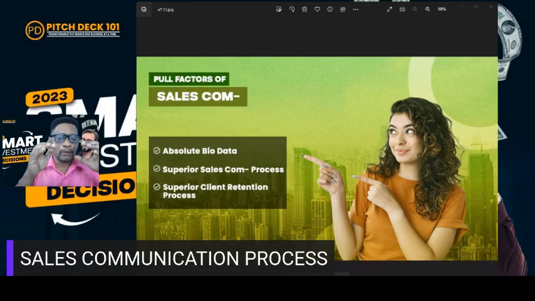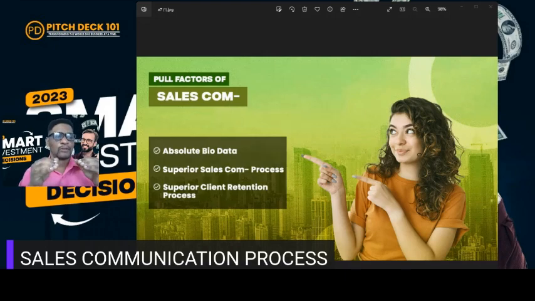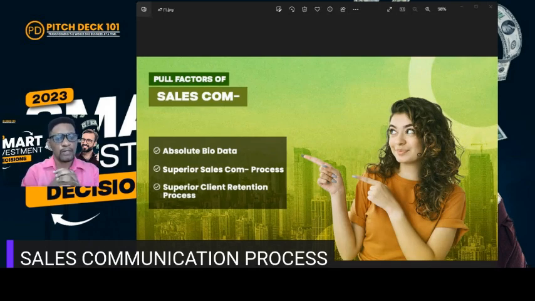So here is where we do a little deep dive into the pull factors of sales communication. And I want to show you we're only getting warmed up here. There's so much more information that is necessary as you go deeper and deeper into this concept, and you bring yourself to that point where you're learning, you're applying, and you're mastering the sales communication process. The top 100 companies do.